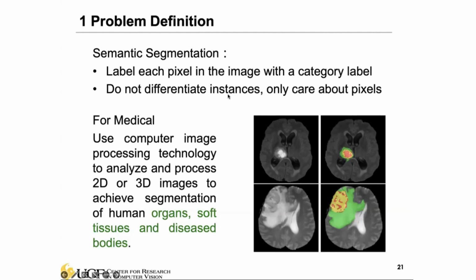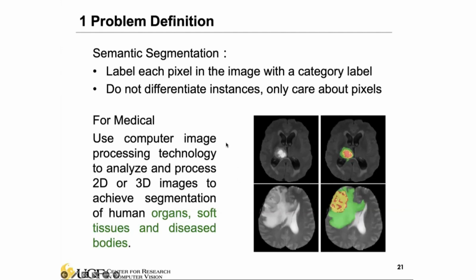Again, for semantic segmentation, we do not differentiate instances. We only care about pixels. If they correspond to the same class, then we just assign the same label to those pixels. We don't differentiate instances. Maybe you have lungs, left and right, but we don't differentiate them.